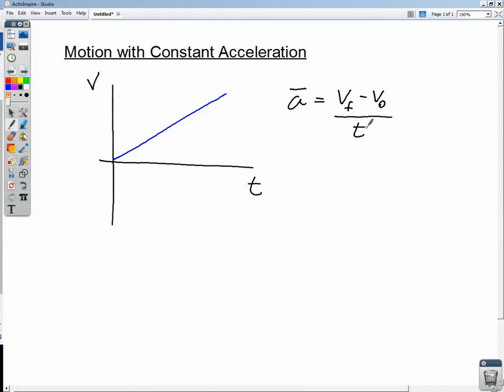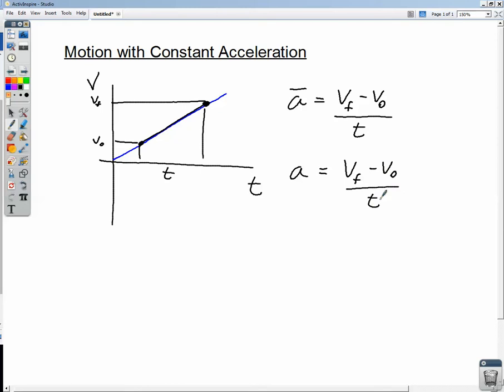The instantaneous acceleration at any point isn't going to change. The average acceleration, remember, is the slope of the secant line between 2 points. So if this is v final and this is v initial and this is the time that it took, then the average acceleration is equal to the instantaneous acceleration at any time. So I'm going to get rid of my bar, and when we have constant acceleration, the acceleration is just equal to v final minus v naught over t.